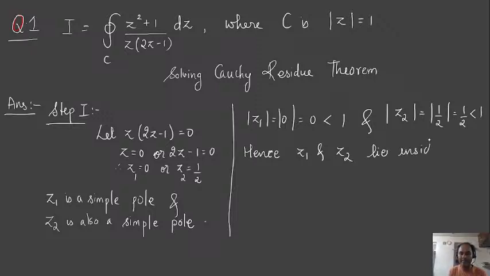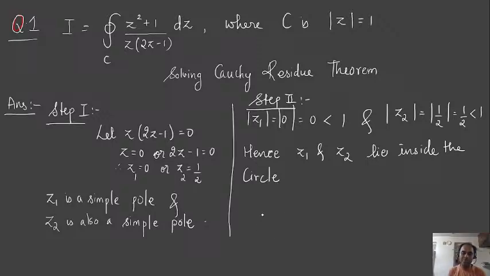inside the circle C. This is step number 2, that you had to check whether the points that we got are inside the circle or not. Now we are going to calculate the residue at this.